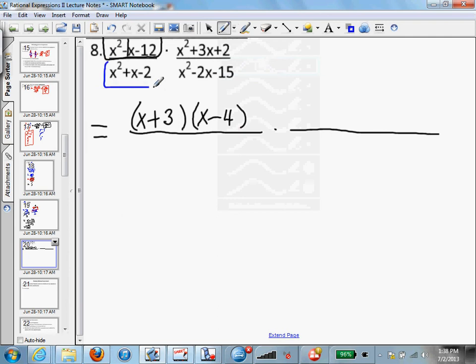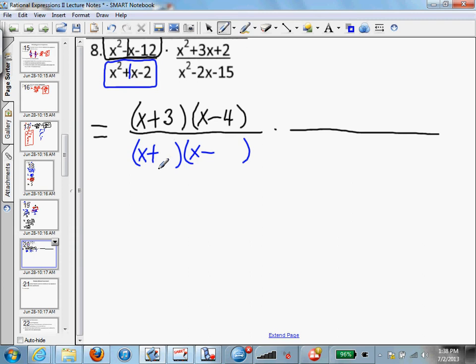Okay, looking at the denominator, we have x squared plus x minus 2. So that can be broken down into two sets of parentheses with x in the beginning of both. Again, this is a minus, so we're going to have a plus and a minus. So what are the factors of 2 that when added give you a plus 1, and that multiply to negative 2, excuse me.